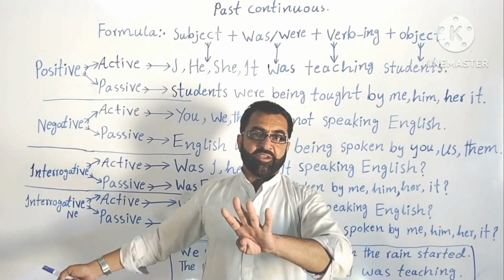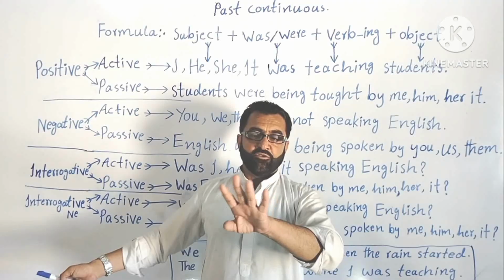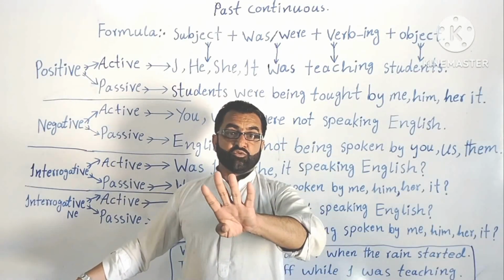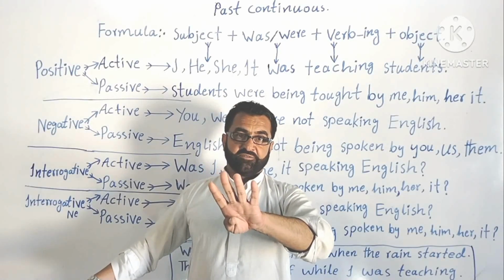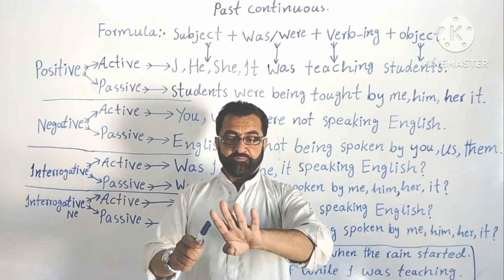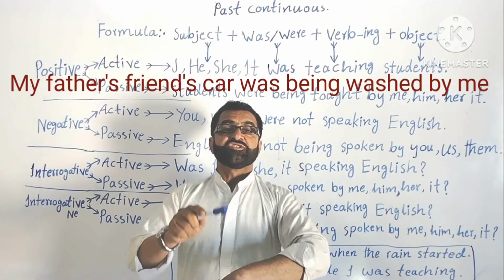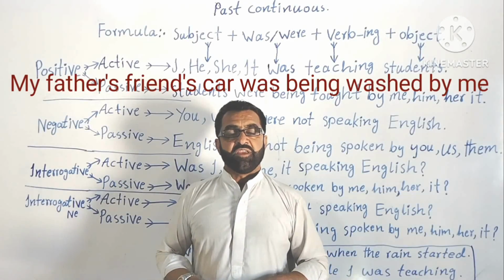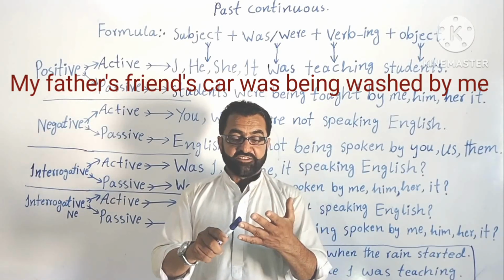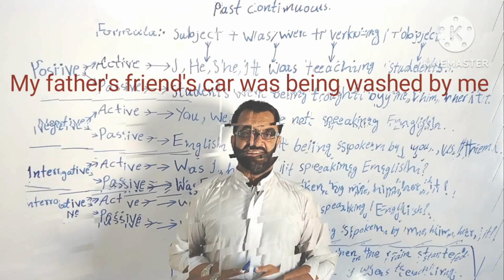Now these all four words will become the subject of passive voice, meaning they will come at the beginning. After that, a helping verb can come. Not among these words, or before these words, but after these words, the helping verb can occur. Understood? Now let's read the passive voice. Passive voice: My father's friend's car was being washed by me. Understood? My father's friend's car was being washed by me.